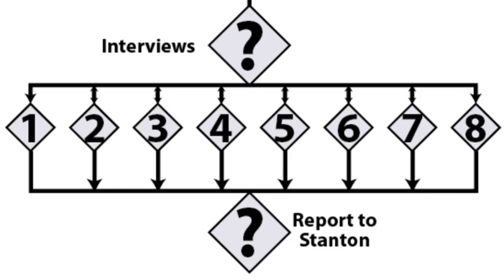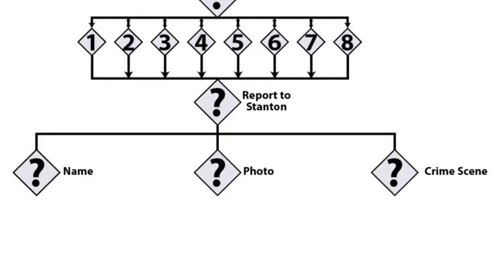But at any given time, when the person feels like, you know what, I think I have enough information, they can report to Stanton. Or if they feel like they need more information, they can always go back to the interviews. Once they go to Stanton, they're given 3 choices. They can decide to name the murderer, they can pick out the murderer's photo from a lineup, or they can talk about the crime scene. These are the 3 things that we're really looking for to make sure the student understands.